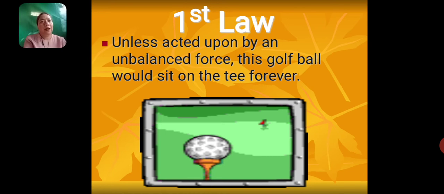Unless acted upon by an unbalanced force, this golf ball will sit on the tee forever. It will never move unless there is an outside force acting on it. So what are those outside forces? Maybe the wind, gravitational force, or wave or movement.